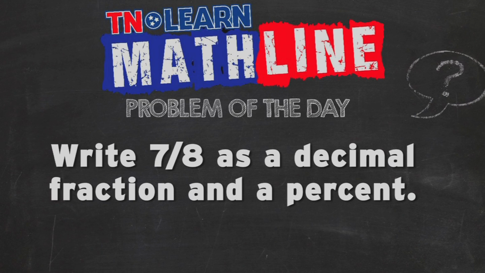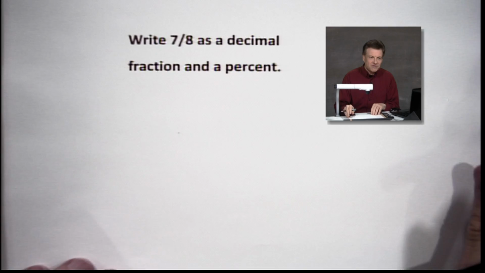Write 7/8 as a decimal fraction. That's not just a decimal fraction, that's a decimal fraction and a percent. So in other words, we're going to change that 7/8 into a decimal and make a percent from it also. So let's take a look and see where this is going to come from, how it's going to work for us.